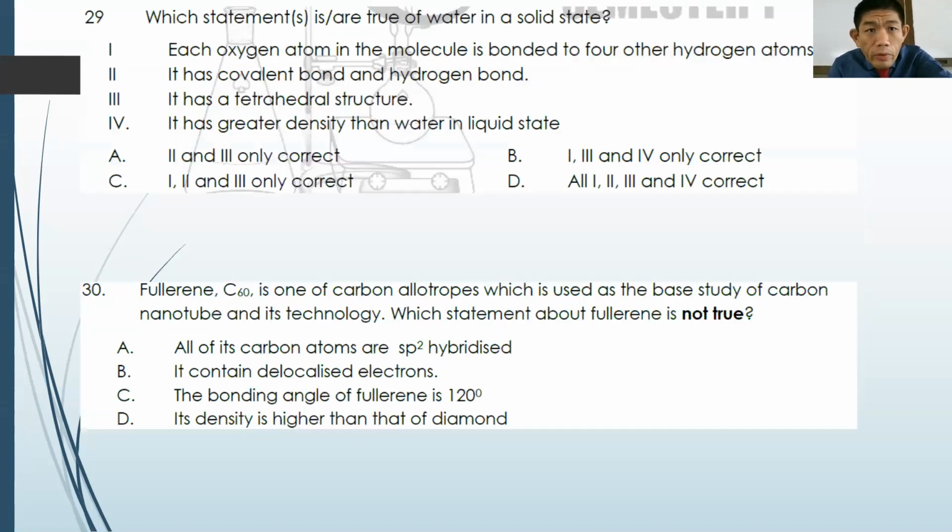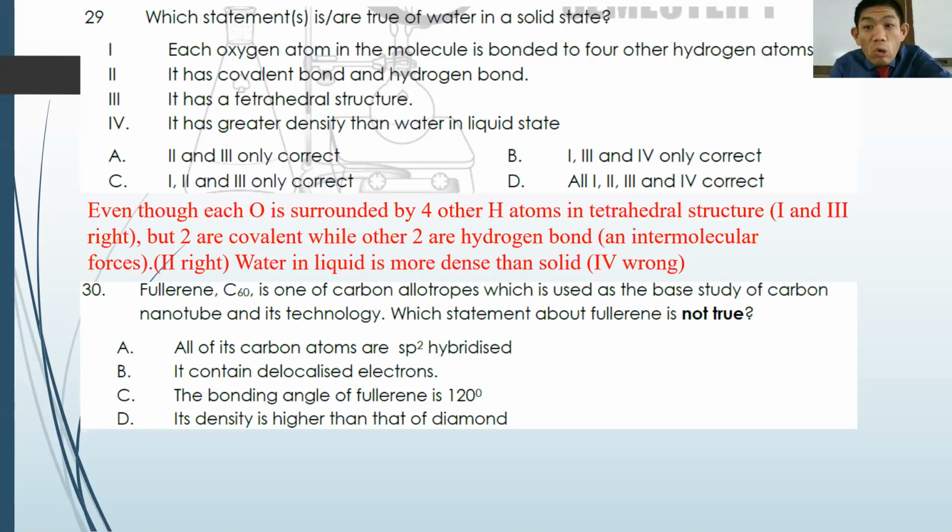Then 29, which statement is or are true of water in a solid state? So each oxygen atom in here is bonded to 4 other hydrogen atoms. In here they only say bonded. They do not specifically say either covalent bond or hydrogen bond. So that's why number 1 is correct.